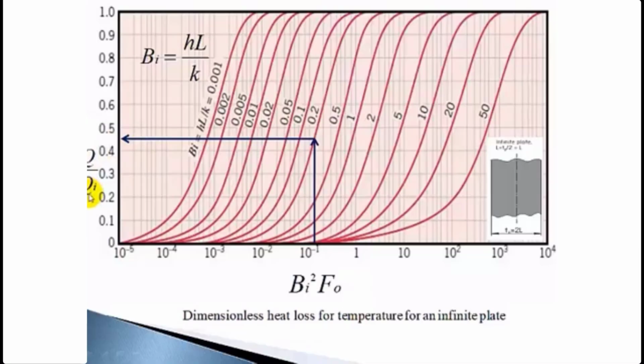So Q by Qi we will read as 0.45. Qi is the initial energy possessed by the body at the starting of the cooling, that is the total heat content of the body in the starting, and Q is the amount of energy removed from the body. So Q by Qi you are getting as 0.45, and from that you can find out Q.